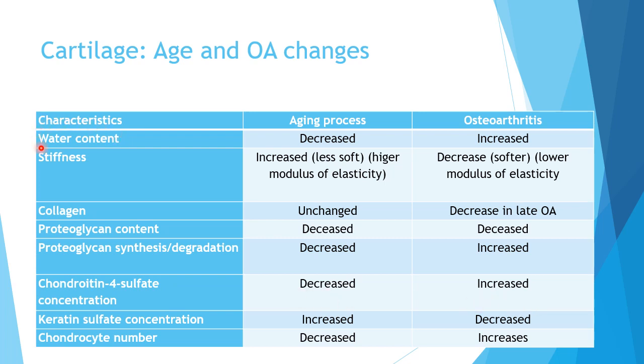So just remember the water content and stiffness, because this is the most frequently asked question. Water content decreases with aging, resulting in stiffer cartilage. The water content in osteoarthritis will increase, resulting in less stiff cartilage.